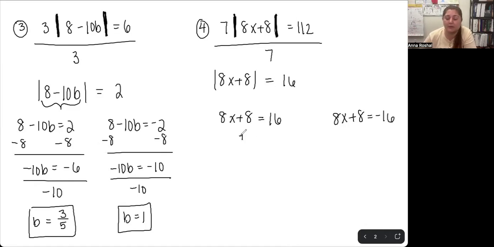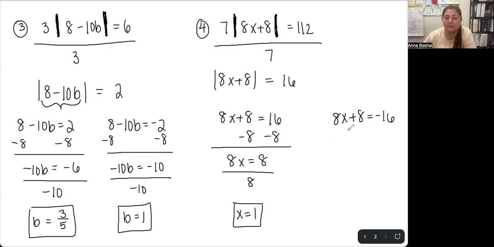And then I would, not add 8, I would subtract 8 on both sides. So 8x equals 8. Divide everything by 8. X is 1. Okay. Then subtract 8 again. 8x equals -24. Divide by 8. X equals -3.